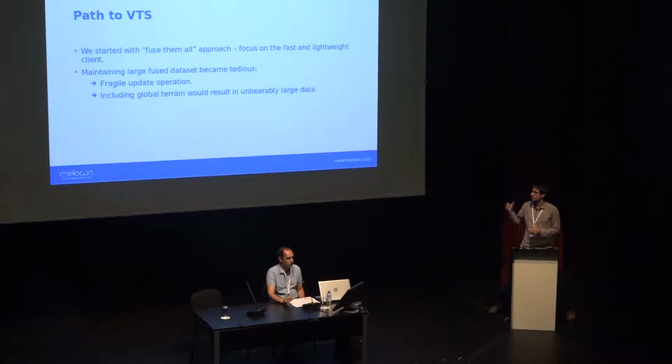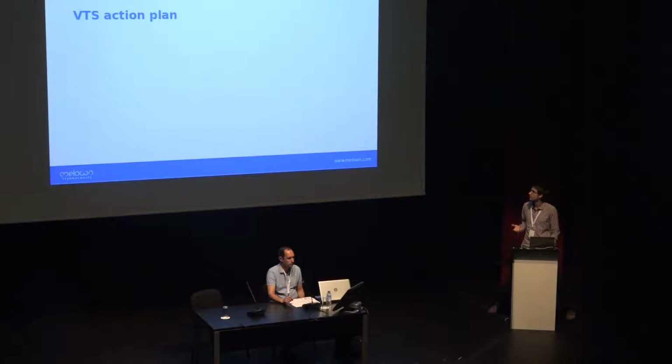And we also aimed to include some global terrain, for example, a global DEM. This approach would result in unbearably large data, so it was impossible to do with this approach. And it was also impossible to do the things you can't do on Google, like switch textures, switch terrains, and so on. So we came up with something like an action plan for VTS.